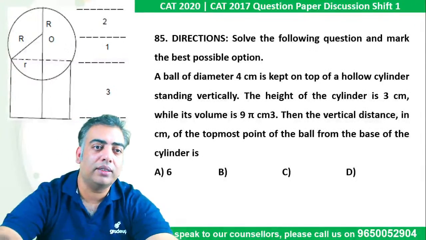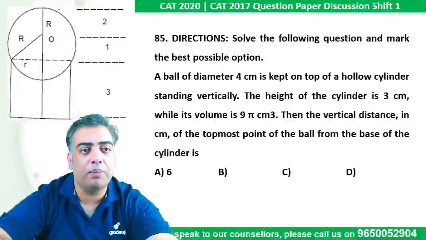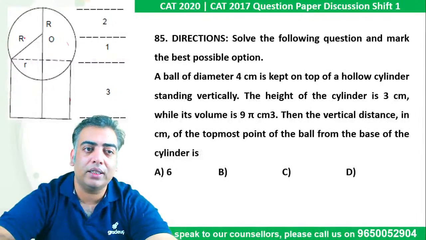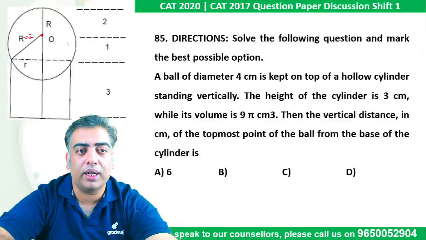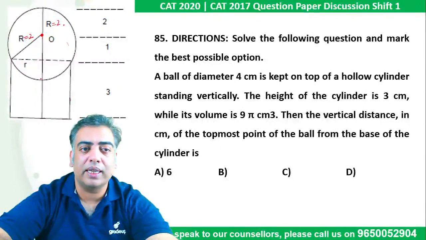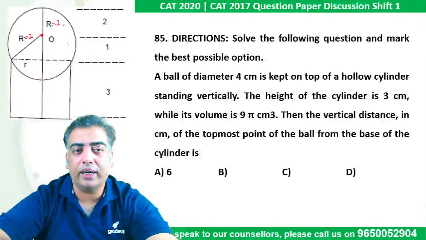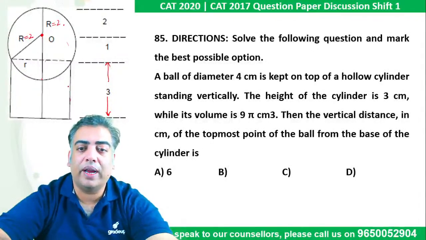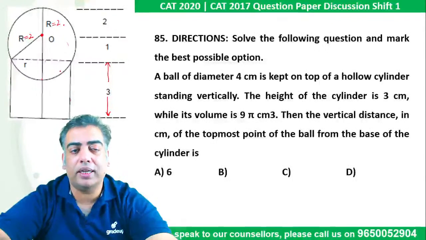So let's have a look at the diagram. This is how a ball is placed on top of a cylinder. The diameter of the ball is 4, which means the radius of the ball is 2. So this is the center of the ball and this is the radius, which is 2. This is also a radius of the ball, which is extended here. The height of the cylinder is this much, which is 3. Then it says its volume is 9 pi centimeter cube.